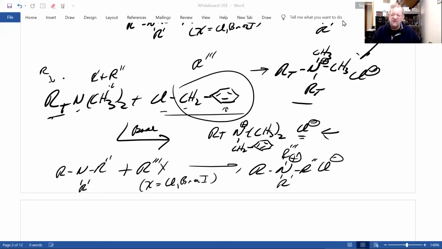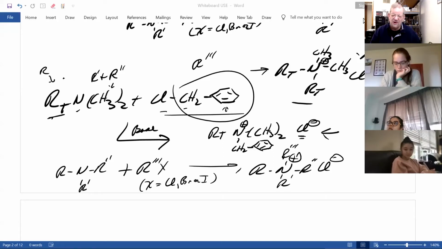Well, let's look at the quaternary ammonium salt you just made. These are called benzyl quaternary ammonium salts, or they're called benzyl quats if you work in the industry. This is called a benzyl group. It's an alkyl group I didn't teach you, and I won't put on a test. CH2 with a benzene ring is a benzyl. And benzyl quaternary ammonium salts are the best antimicrobial quaternary ammonium salts.